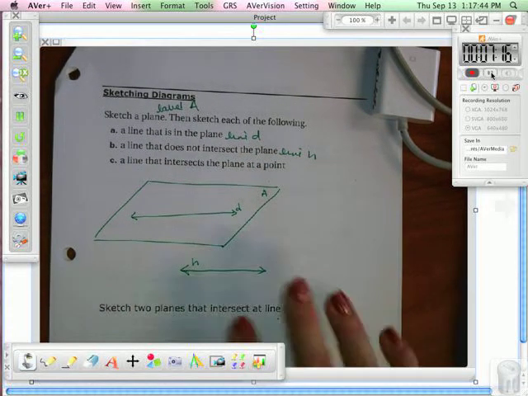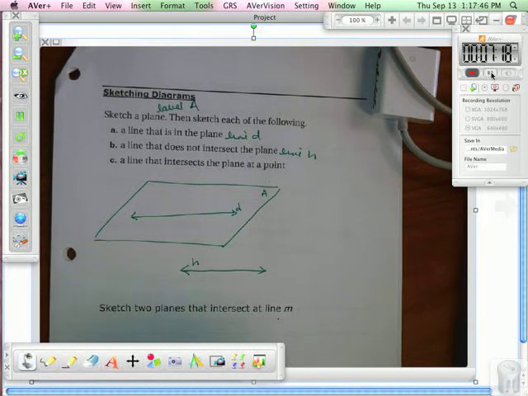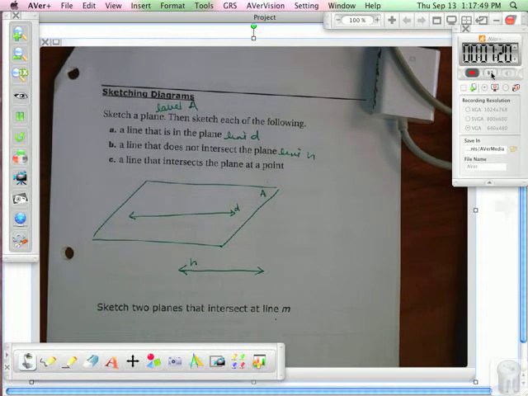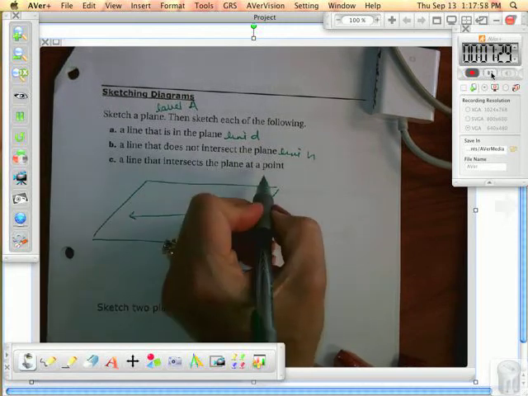Well, it's a little crooked right now, but you want to try and just think about that even though you don't draw them to look like they're intersecting, planes and lines go forever. Okay? All right, a line that intersects the plane at a point.